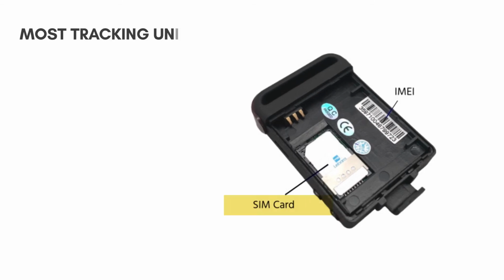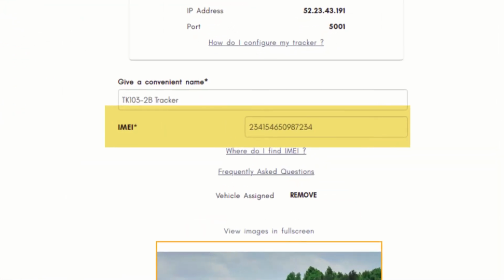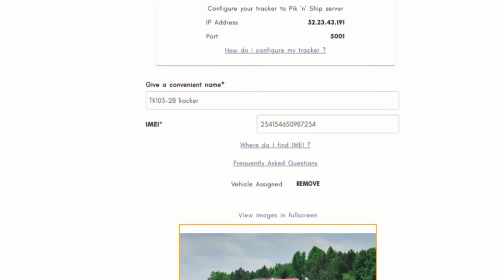Most tracking units require a SIM card with a data connection. Enter the IMEI of the tracker. Fill the rest of the form and save it.